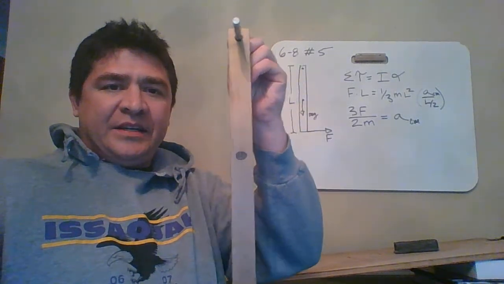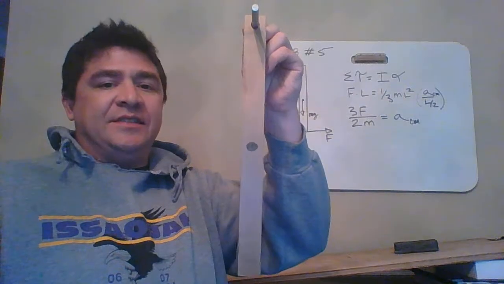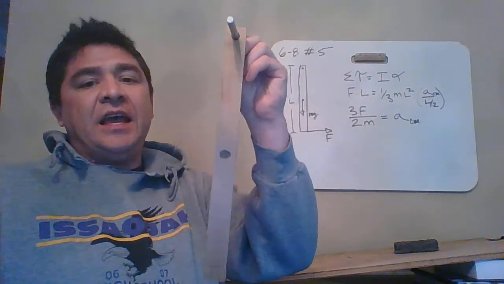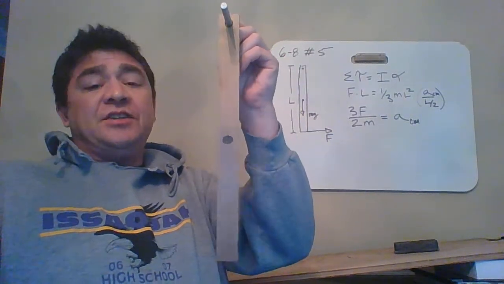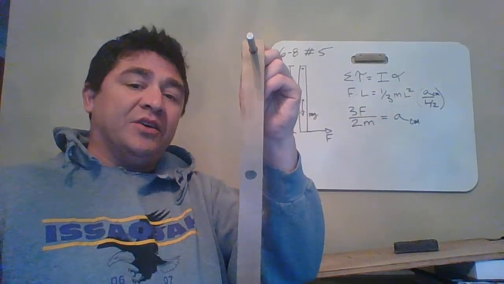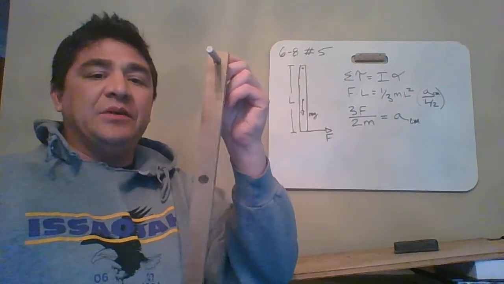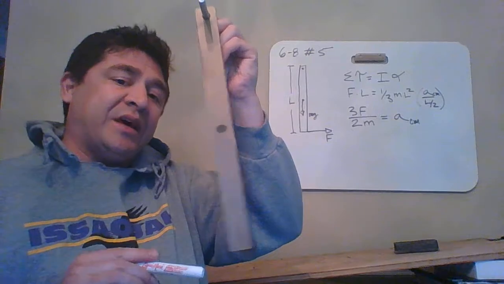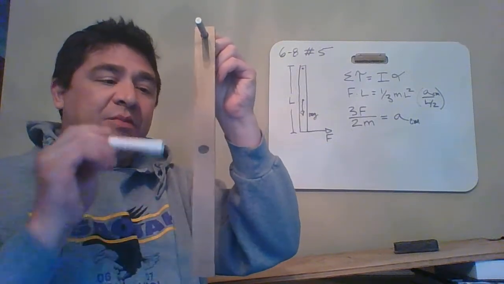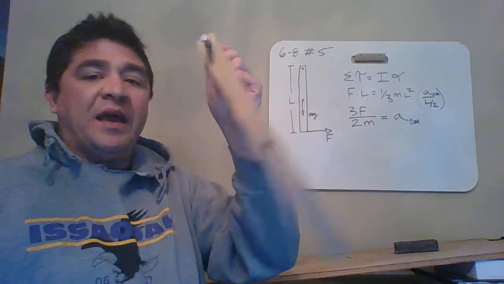All right, what do we got here? 6-8, number 5. This is hitting a stick. So we got our stick. It's hanging vertically from a hinge. It's initially at rest, and we apply a horizontal force to it in a couple different places. The first part of the problem has us apply it at the bottom, and the second part has us apply it at the center of mass.